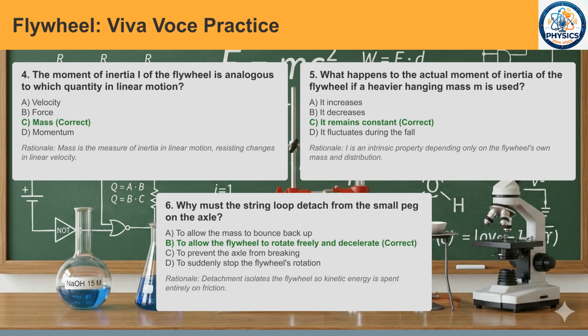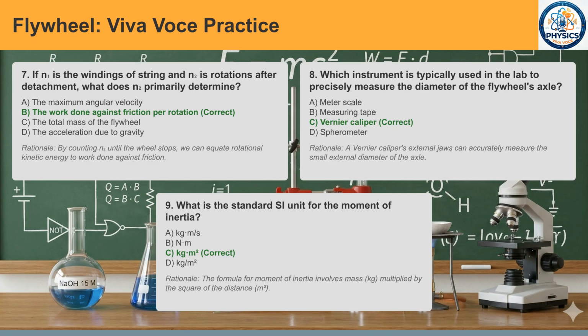The string detaches so the flywheel rotates freely, allowing us to calculate energy lost to friction. Counting the rotations after detachment helps determine the work done against friction. The vernier caliper is the instrument used to precisely measure the axle's diameter. The standard SI unit for moment of inertia is kilogram-meter squared.